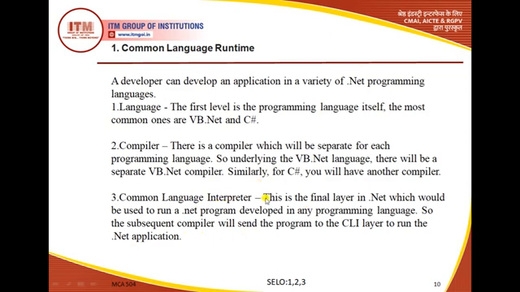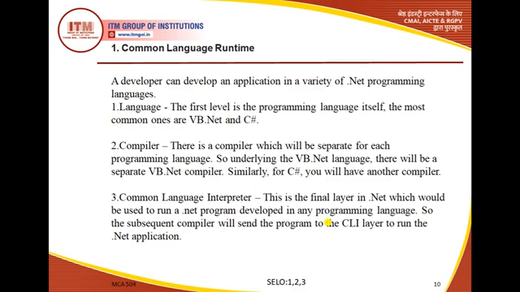Next is the common language interpreter. This is the final layer in the .NET which is used to run a .NET program developed in any programming language, whether it is VB.NET or C#.NET. The subsequent compiler will send the program to the CLI layer to run the .NET application.